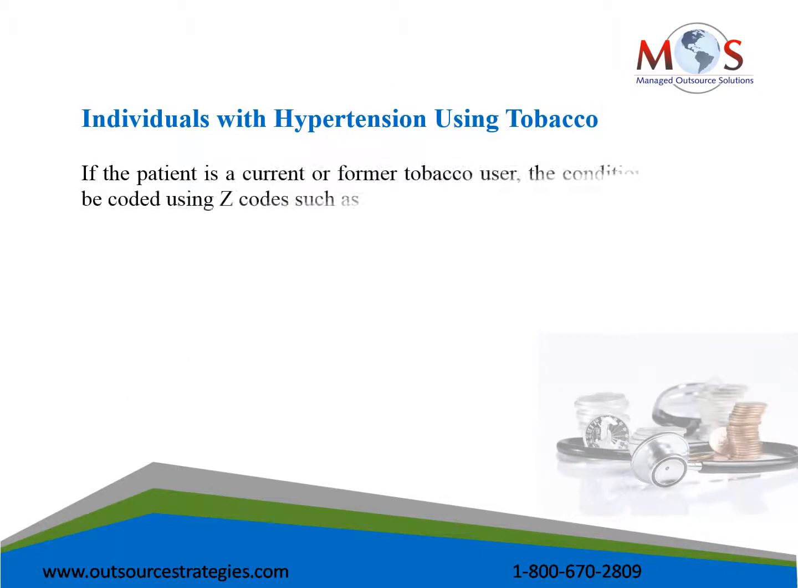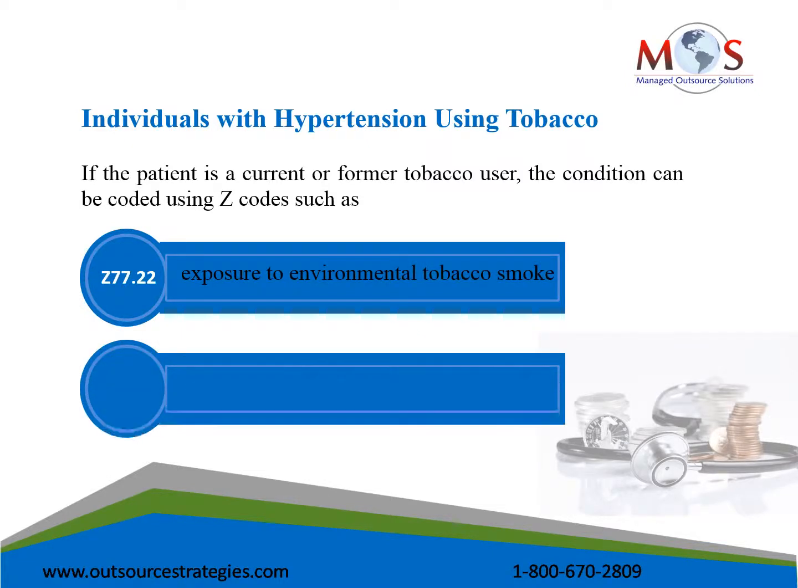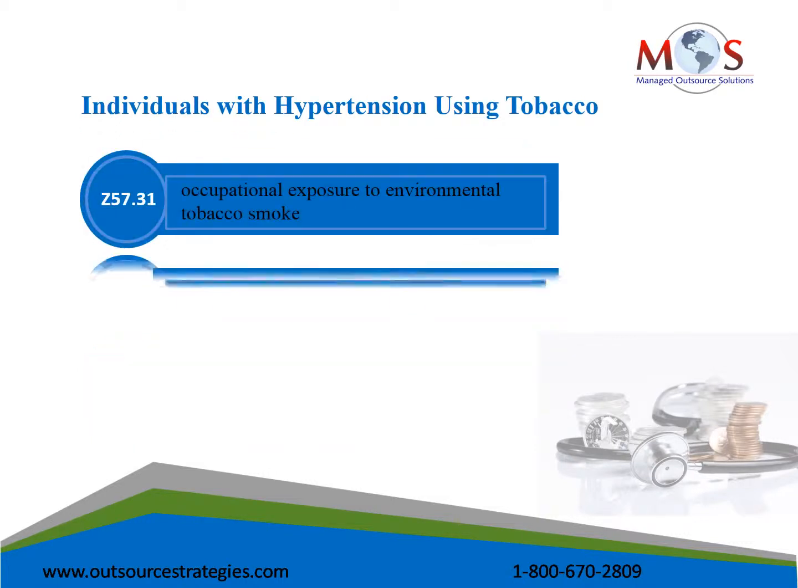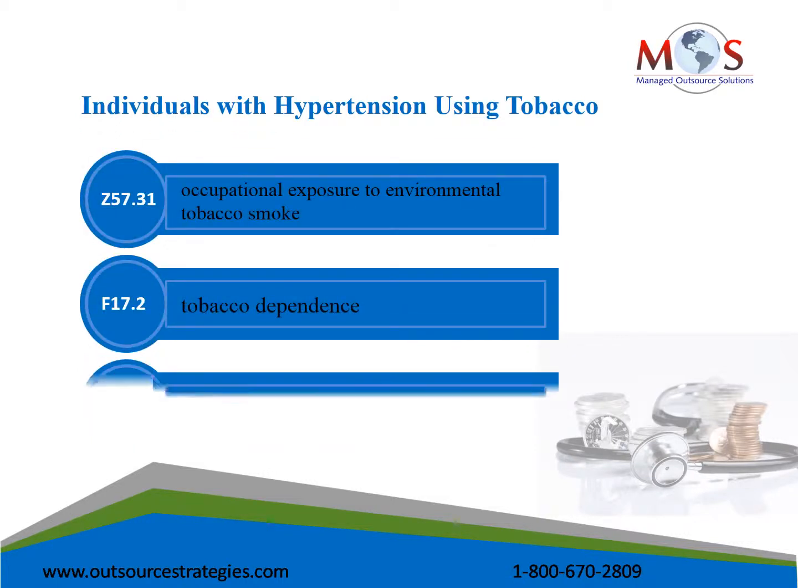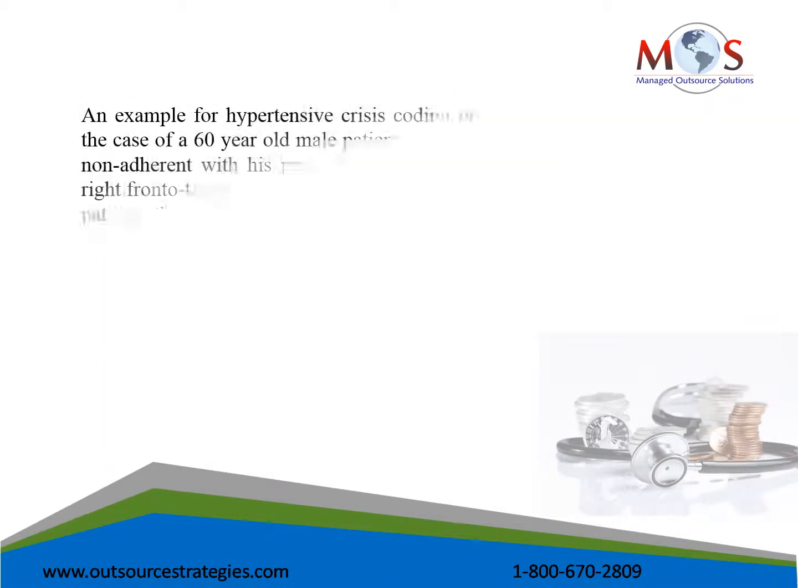All of the hypertensive crisis codes require an additional ICD-10 code if the patient is a current or former tobacco user. Please refer to the Z codes in your ICD-10 manual to find the list of specific codes, which include exposure to environmental tobacco smoke, history of tobacco dependence, occupational exposure to environmental tobacco smoke, tobacco dependence, and tobacco use.